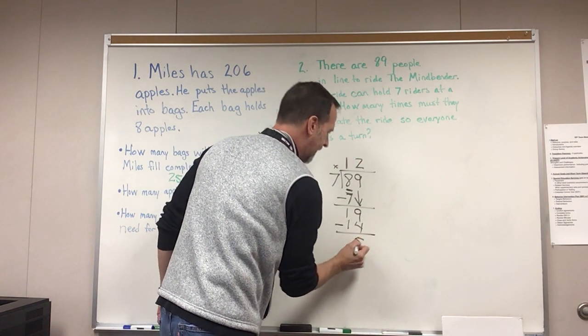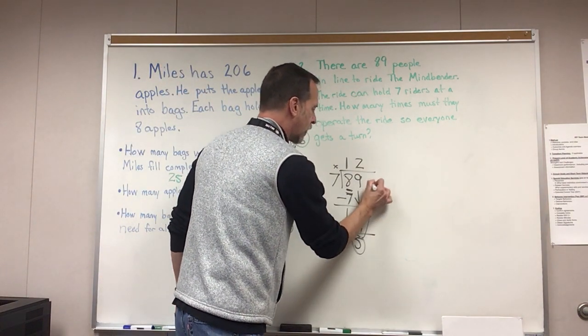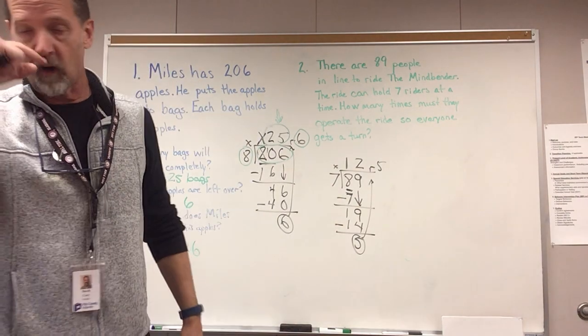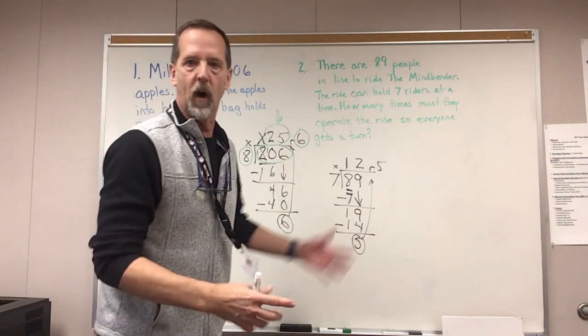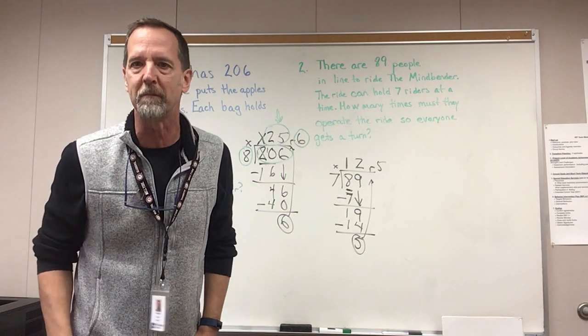We subtract, we get 5. There's nothing left to bring down. 5 is our remainder. So the math for this problem, math-wise, my answer is 12 remainder 5. But 12 remainder 5 doesn't answer questions in a problem. We have to know what these numbers mean.